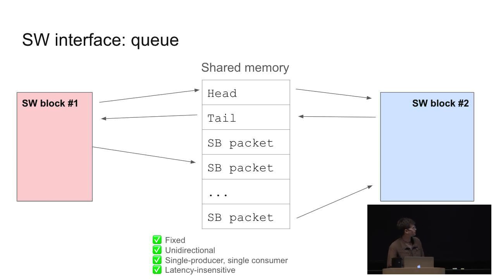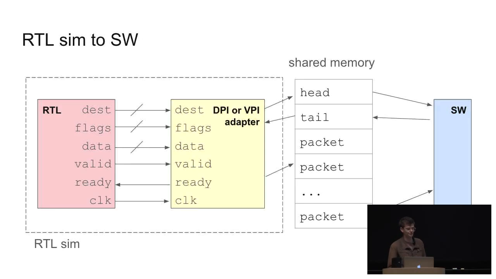So the interesting thing is what happens when we want RTL to talk to software. Well, in that case, we can instantiate a module that on one side has the hardware ready valid interface, and on the other side, through DPI or VPI, is able to send and receive Switchboard packets into one of these shared memory queues, into memory that's accessible by the software that's trying to talk to it.